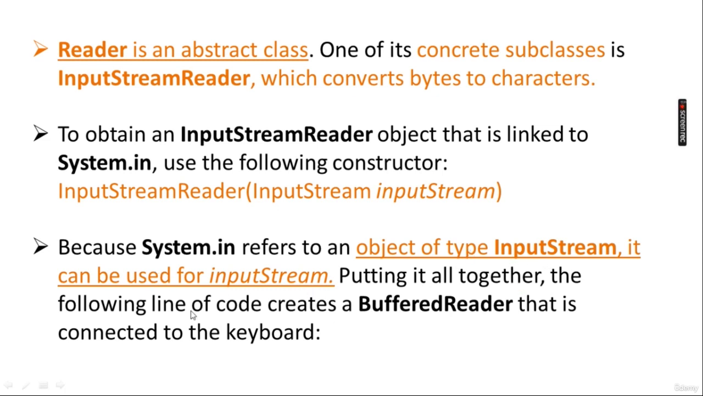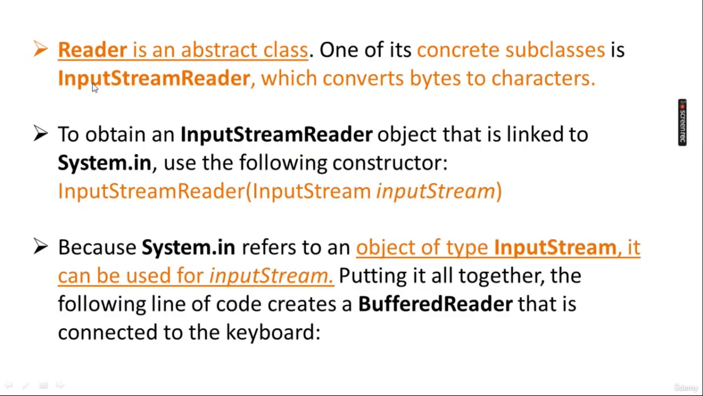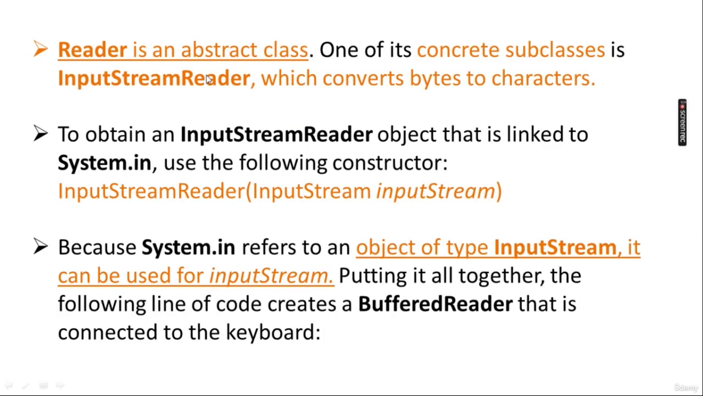Putting it all together, the following line will show all the things together. BufferedReader br: you will create the object of BufferedReader equals new BufferedReader(new InputStreamReader. Why InputStreamReader? Why not Reader? Because Reader is an abstract class. This is a constructor, but Reader is an abstract class and cannot be instantiated. So we will have to use the object of class InputStreamReader.